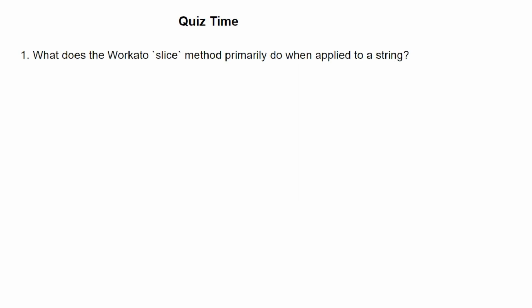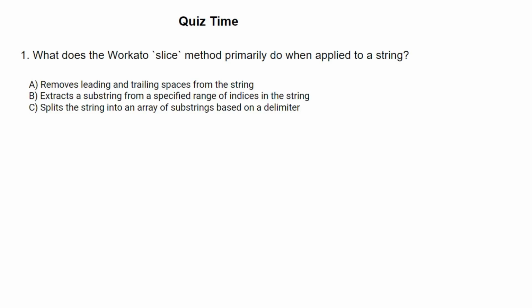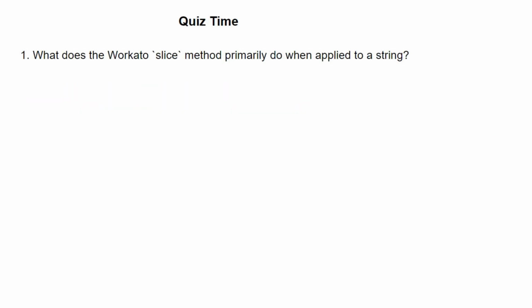What does the Workato slice method primarily do when applied to a string? Your options are: removes leading and trailing spaces from the string, extracts a substring from a specified range of indices in the string, splits the string into an array of substrings based on the delimiter. Any guesses? Let me give you the answer. It extracts a substring from the specified range of indices in the string. Hope you're clear about this particular concept, slice.